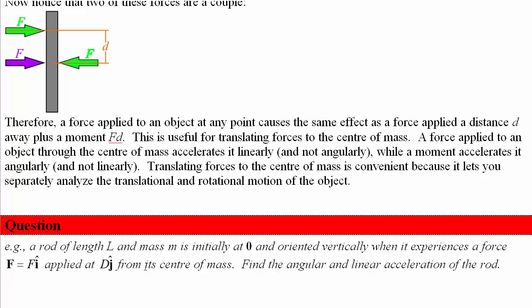Question: a rod of length L and mass m is initially at the origin and oriented vertically. When it experiences a force F equals F i-hat applied at d j-hat from its center of mass, find the angular and linear acceleration of this rod.